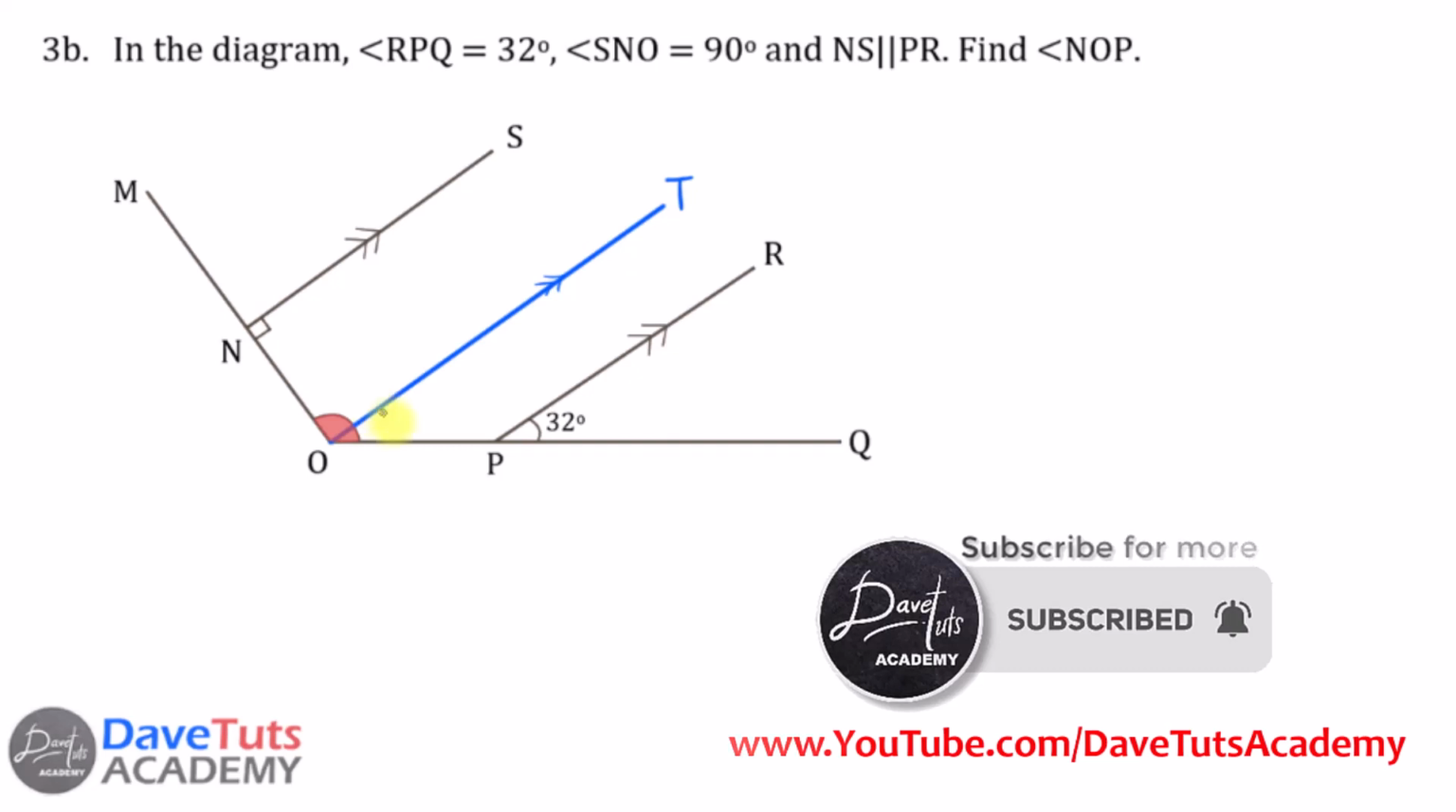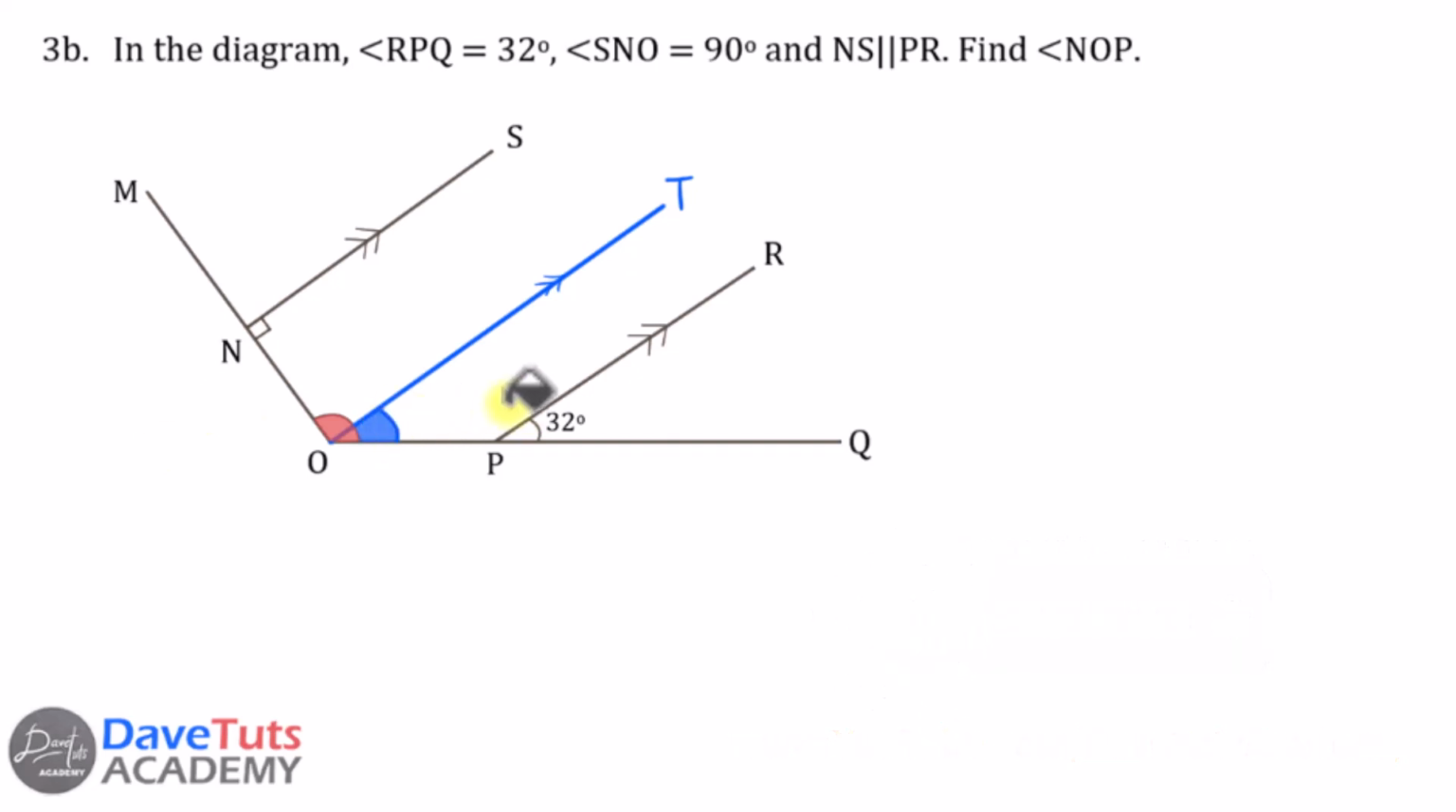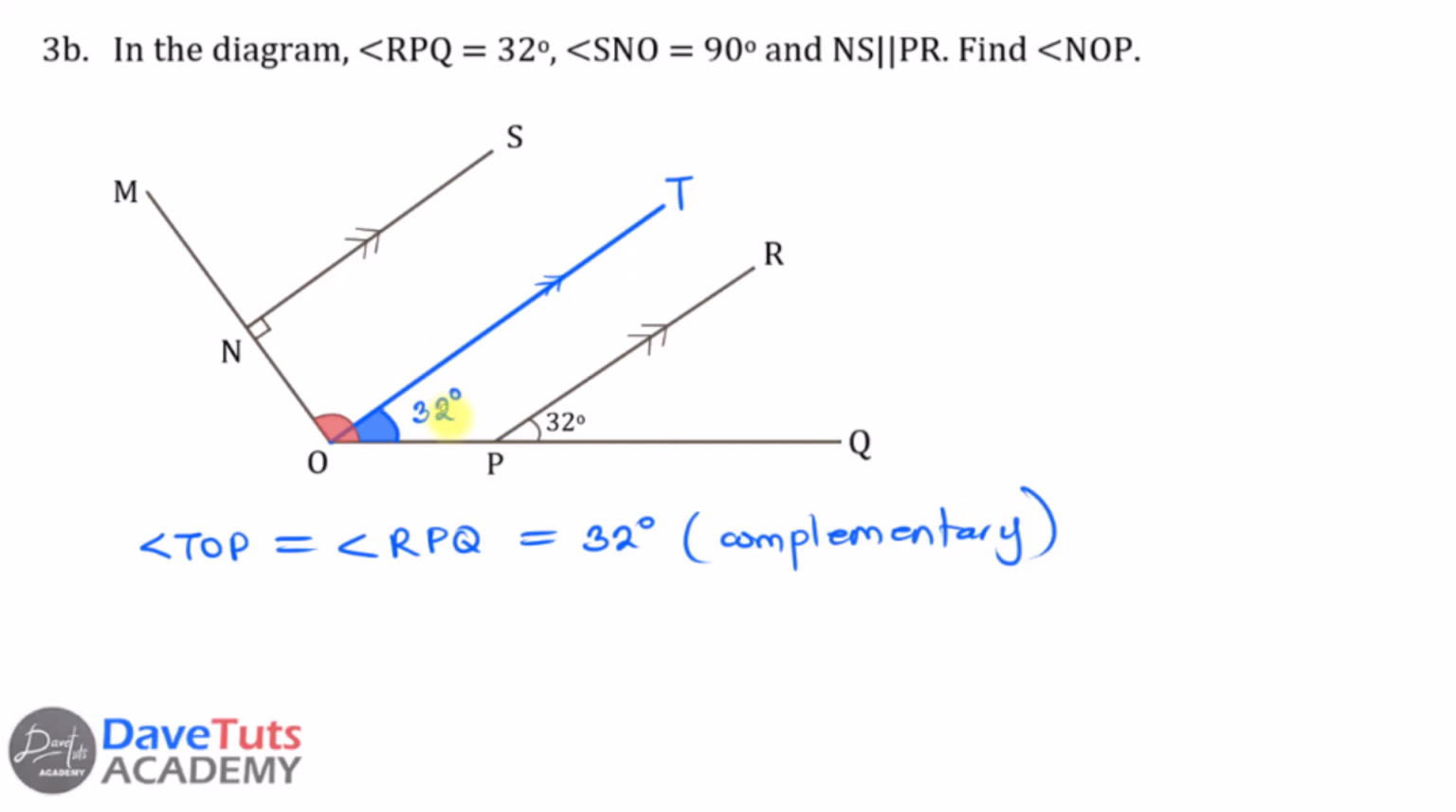First, I can say that this angle here that I will just shade in blue, angle TOP, is also going to be 32 degrees because comparing that to this, it is complementary to this angle. So I can say angle TOP is equal to angle RPQ, and that is also going to be 32 degrees because they are complementary angles. They are similar to one another, they are facing the same sides.